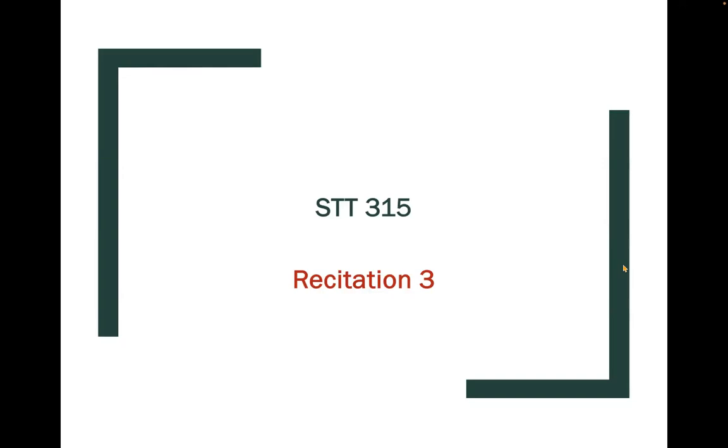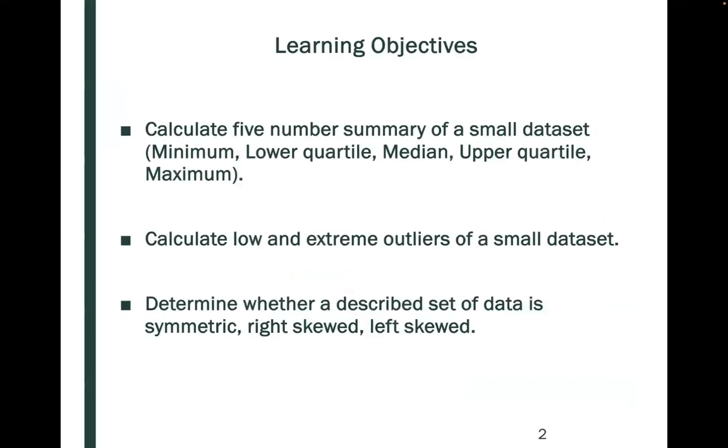Today, our learning objectives are the following. We're going to calculate a 5-number summary of a small data set: the minimum, lower quartile, median, upper quartile, and maximum. We have to calculate the low and extreme outliers of a small data set, and we want to be able to determine whether a described set of data is symmetric, right skewed, or left skewed.